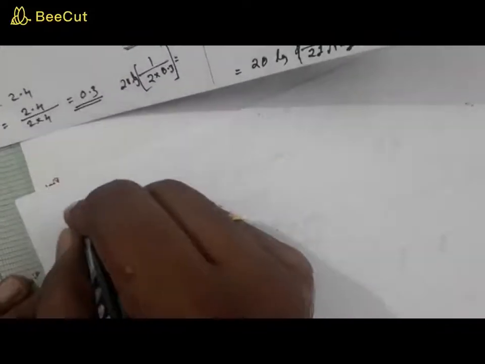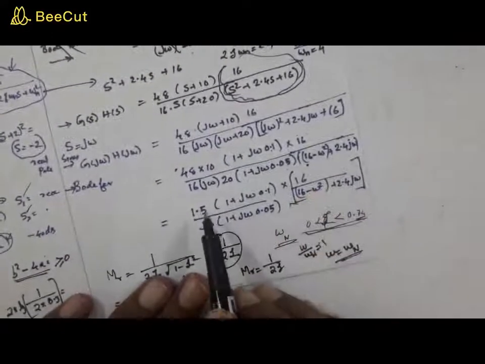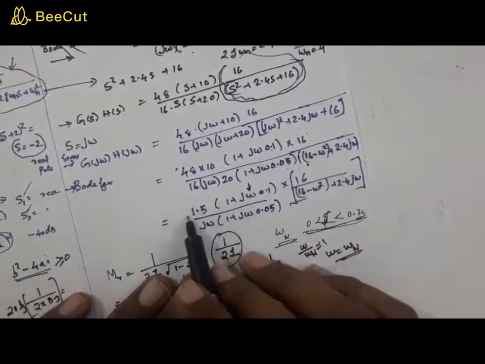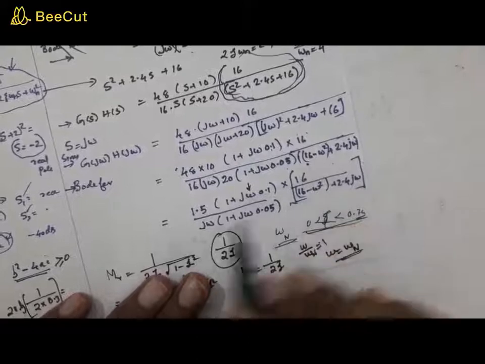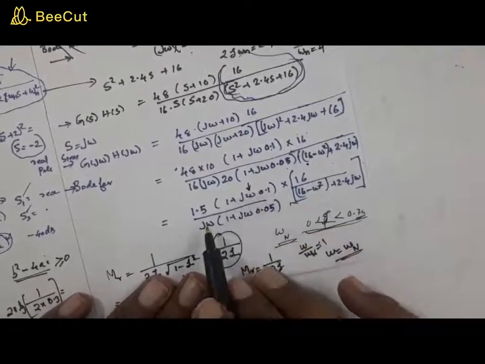Okay, now what is next? Next is to find out the phase. So what is the phase angle? You will be able to get the phase angle like this. You have the phase factor for this. The phase of this is 0. The phase of this is 0. Now you will be getting the phase as tan inverse 0.1 omega. This is minus 90, right?